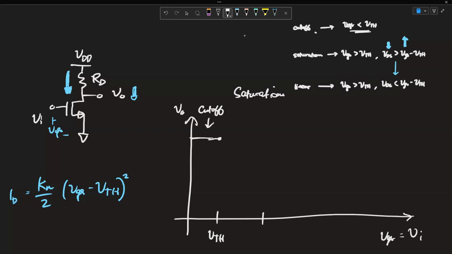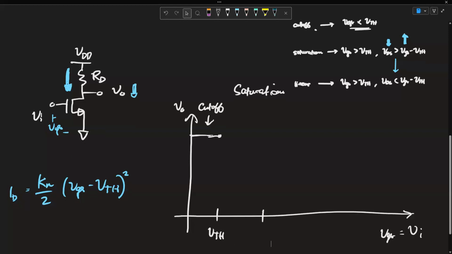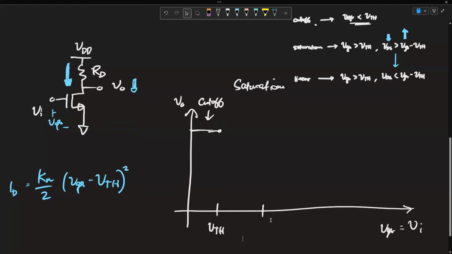Bakit saturation yung una nating mapupuntahan? Well, we know that the higher VGS is, the more in danger we are of getting out of saturation, which means we are in saturation because VGS is as low as it can be here. Eventually, though, from saturation, we will transition to the linear region. And in fact, this would be the intersection of this transfer curve with the diagonal from the VTH.